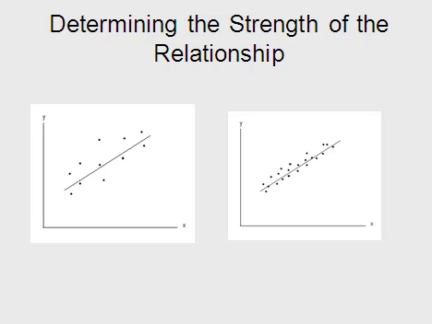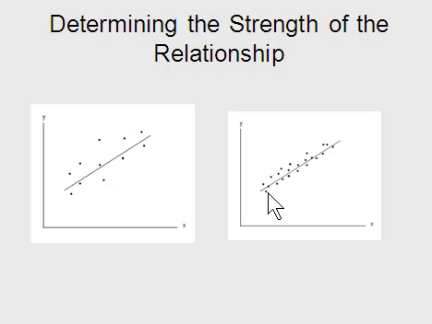The second descriptive statistic that we're going to look at is determining the strength of the relationship. How strong is the linear relationship between two variables? For example, these two variables, x and y, here's the regression line, the line of best fit, and you can see how far these dots are away from the line.